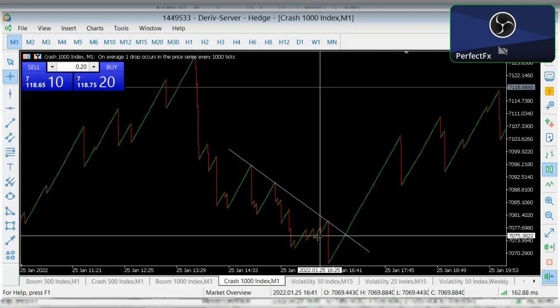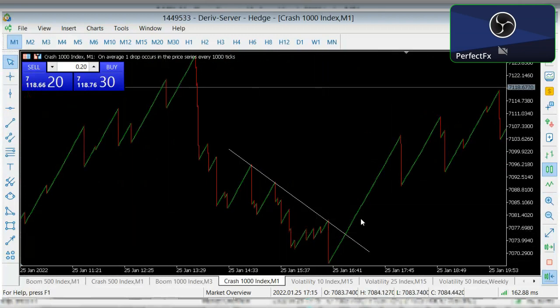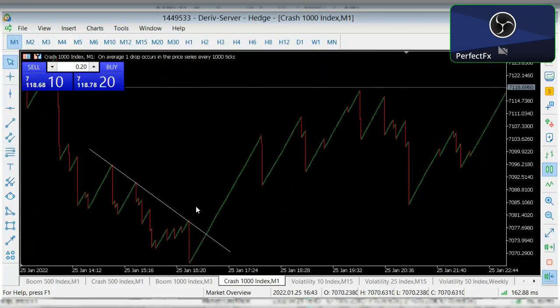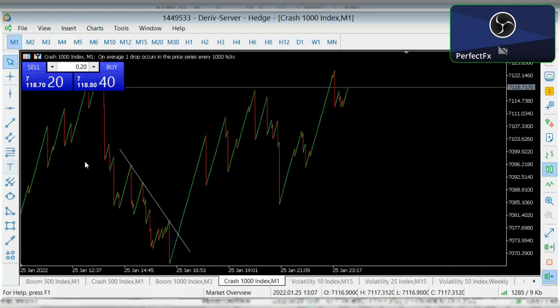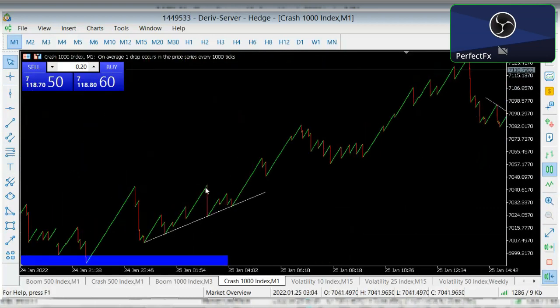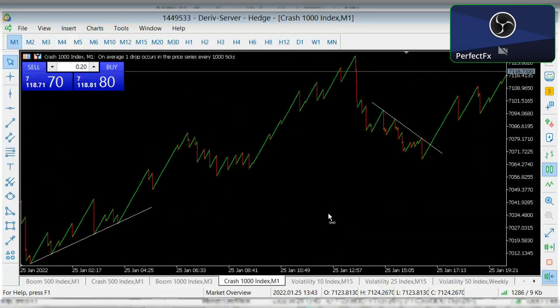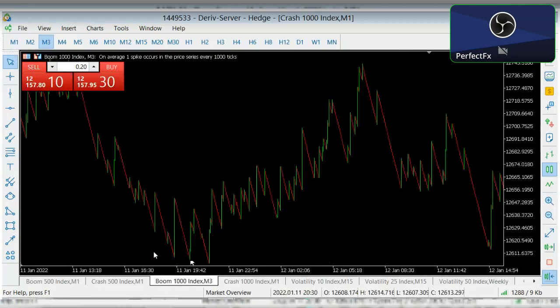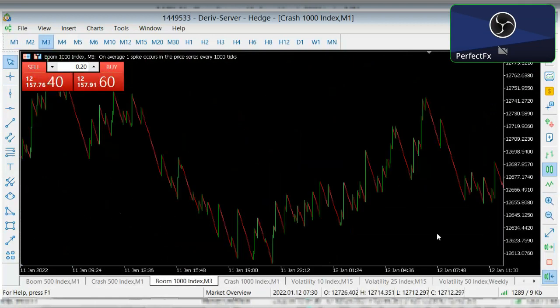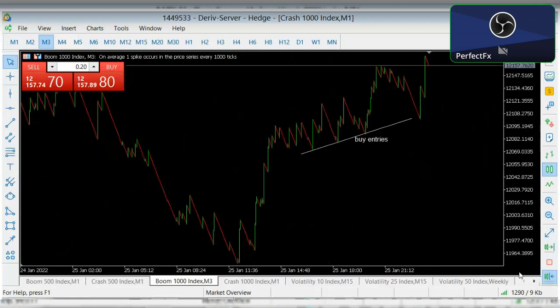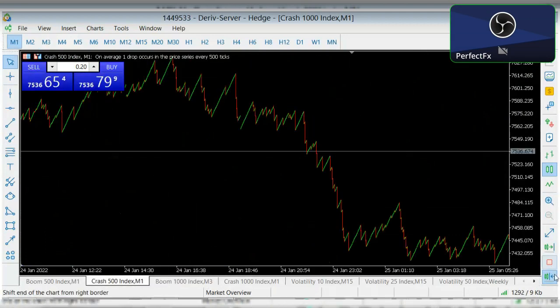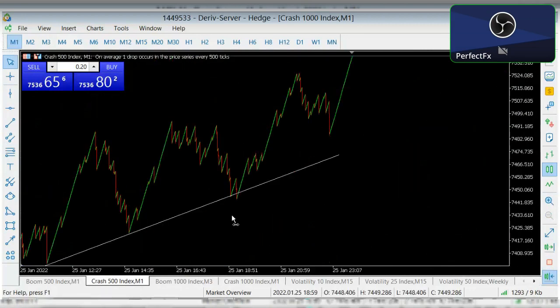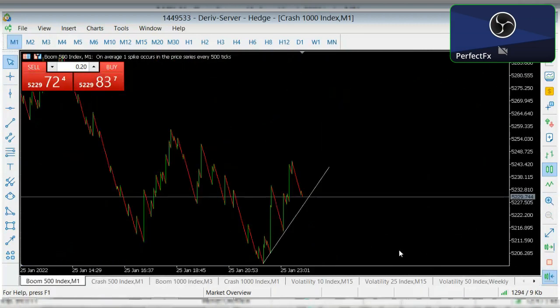This strategy is actually good for hunting for spikes. Guys, quickly, let's continue with the backtest. So if we see a live reason to enter the market, we'll be taking trades, for me to show you guys how effective this strategy is.